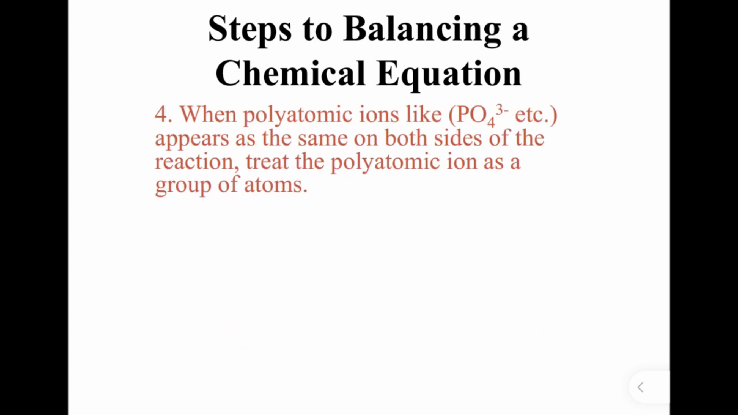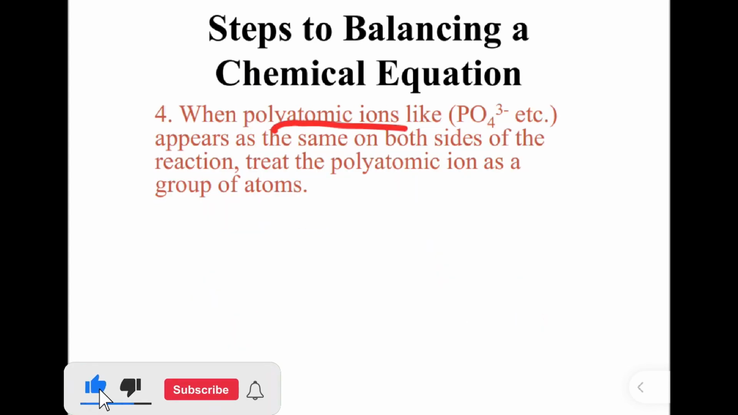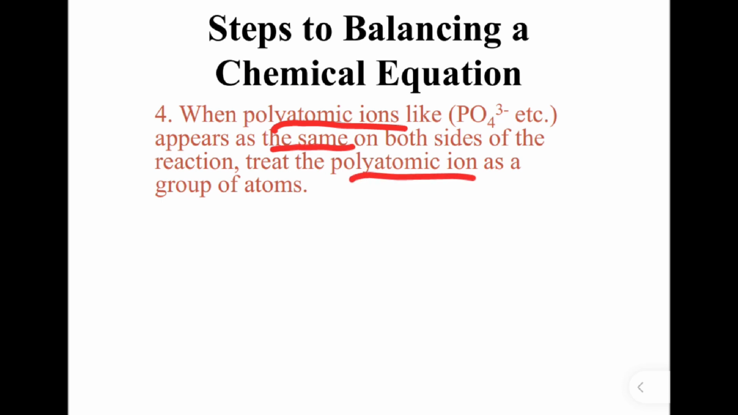When polyatomic ions like phosphates, nitrates, etc. appear the same on both sides of the reaction, treat the polyatomic ion as a group of atoms.